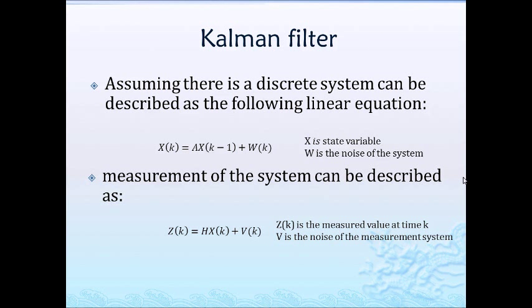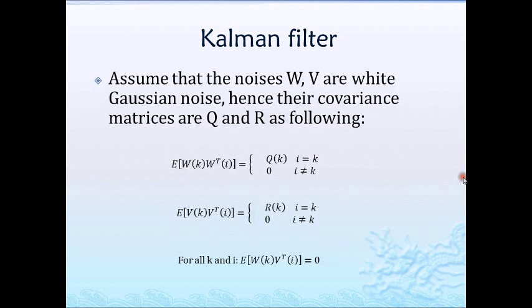And the second equation is the measurement of the system. zk is the measured value at time k. v is the noise of the measurement system. Assuming that noise w and v are white Gaussian noise, hence their covariance matrices are Q and R. For all k and i, the covariance matrix between w and v is always equal to 0.